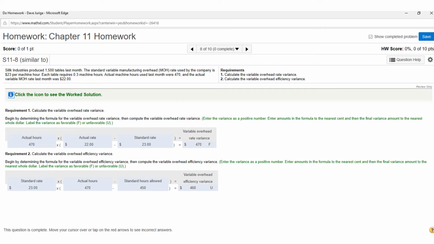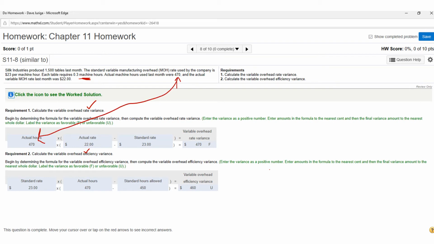All right, so on this one, you're going to be doing your variable overhead variances. And so you've got a rate variance and an efficiency variance. And on this one, the variable activity is going to be machine hours. They tell you that right up here. So machine hours is our base. So on our rate variance, this works very similar to the labor rate variance, where you need the actual hours. So in this case, actual machine hours of 470. That's where they got that number.